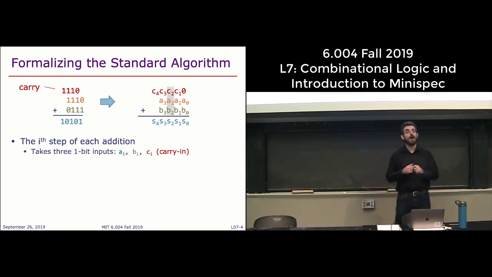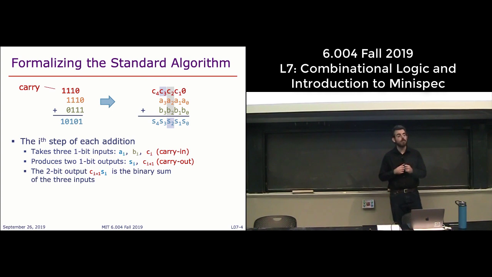Right? We take 3 1-bit inputs, 3 1-bit values, we add them up, and we produce a 2-bit output. So in particular, if you look at i equals 2, we take C2, A2, B2, and produce S2 and C3. In general, we take Ai, Bi, and Ci, and we produce Si and Ci+1. Now, these carries, which we're denoting with Ci here, we're going to call them carry in for the one that we use as an input, and then carry out for the one that we produce as an output.